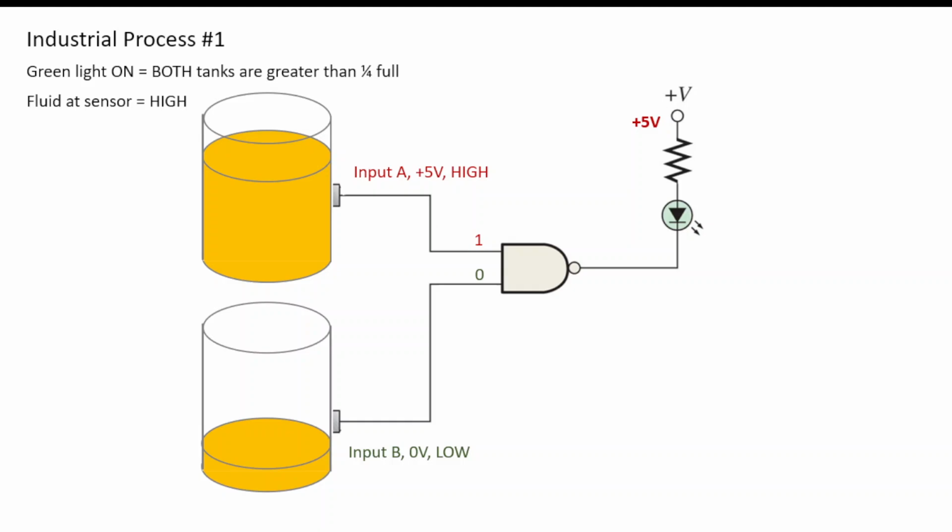If we then increase the fluid level in one of these tanks, I would then have a high signal coming back to input A, and the result would be that the output for this logic gate would go to high, and there would be no potential difference across the LED, which means the light would be off. If both of these sensors then have liquid in front of them, they are sending both back a signal of 1 or 5 volts high, which means that the output will be low. And when the output is low, it means that the LED will be on, and that's because there is a potential difference across it.